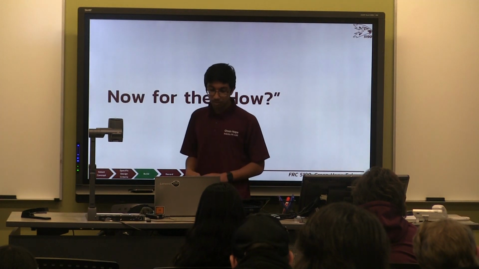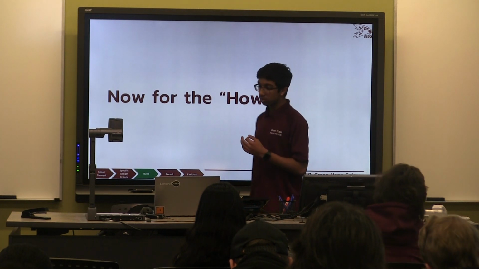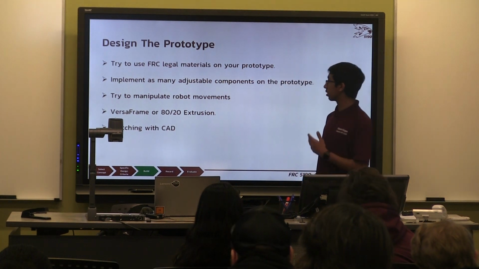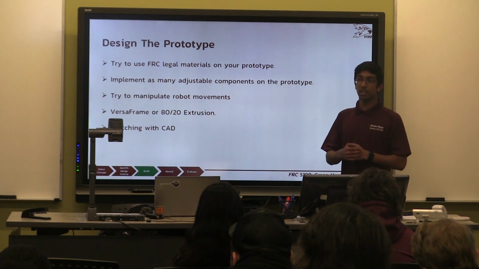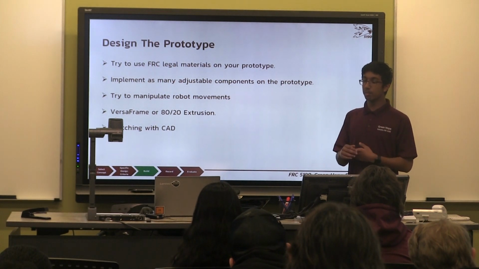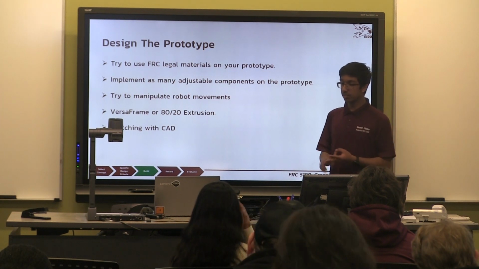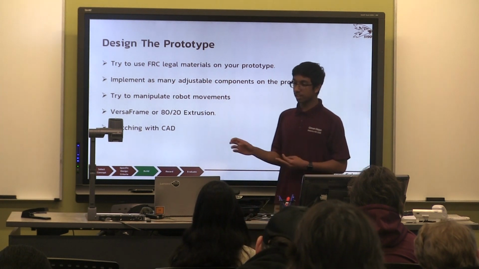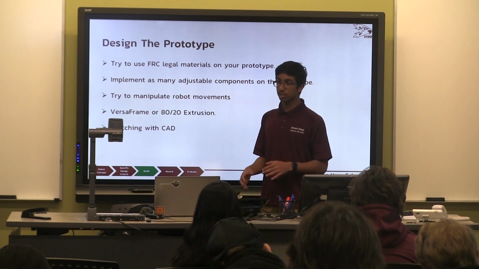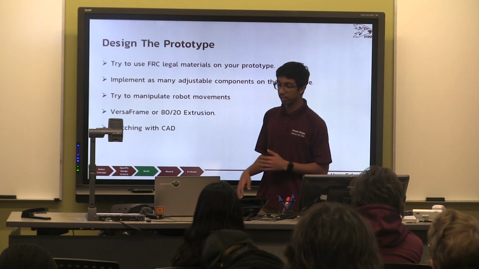Okay, so now we're going to talk about how exactly we should build the mechanism. When you're designing your prototype, you want to try to use as many FRC legal materials on your prototype. What I mean by that is, if you're using a motor, try to use FRC motors like CIMs, BAGs, 775s. Don't try to use off-brand motors, since in the end it's much easier to account for. If you start with FRC legal materials, it makes it easier for you in the end when you're putting it on your final robot.